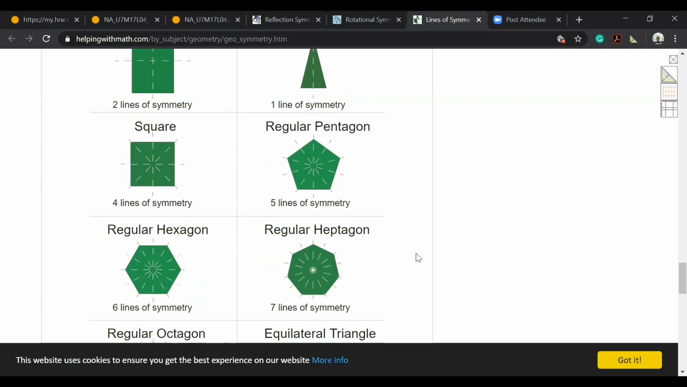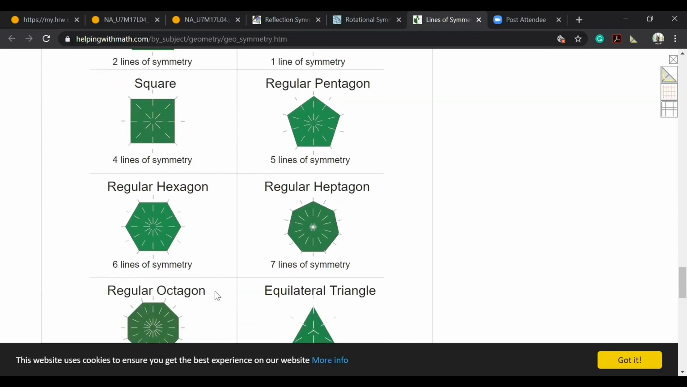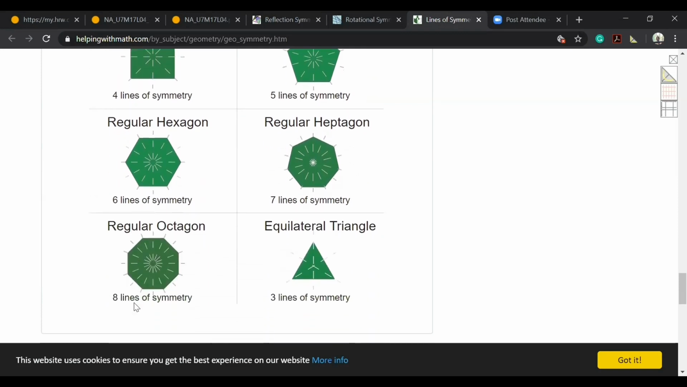Please write this as notes. Penta means 5. Regular means equal, so it has 5 lines of symmetry. Hexa means 6, so I have 6 lines of symmetry, or you can even count the sides. And here it's a hepta, so it's 7. Octa means 8. So how many lines of symmetry? We have 8 lines of symmetry.